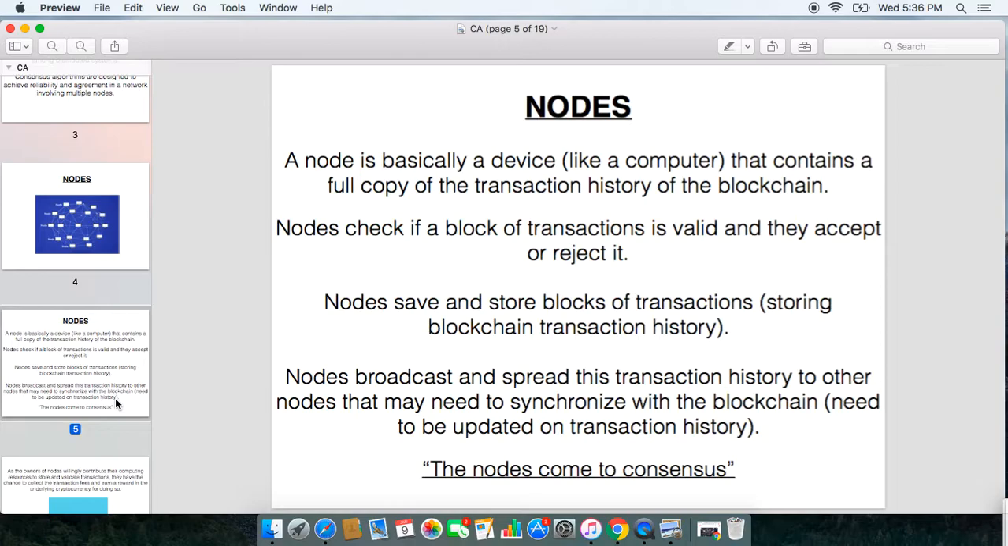What the nodes do is they check if a block of transactions coming in are valid, and they accept them or reject them collectively. All the nodes save and store the blocks of transactions, and they store all the blockchain transaction history. The nodes broadcast and spread this transaction history to all the other nodes that may need to synchronize with the blockchain and that need to be updated on transaction history. So all the nodes, all the machines, all the parties, they all need to come to consensus. They all need to come to agreement on transactions, on the history of the blockchain.